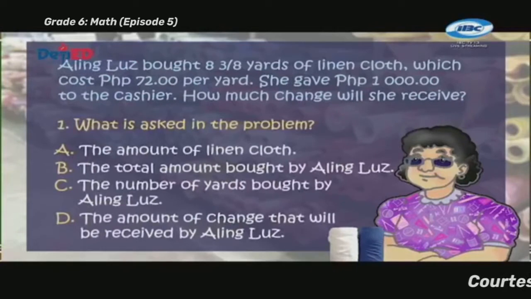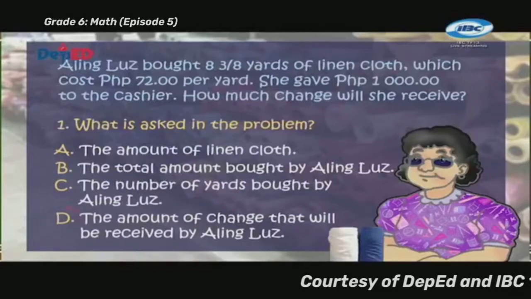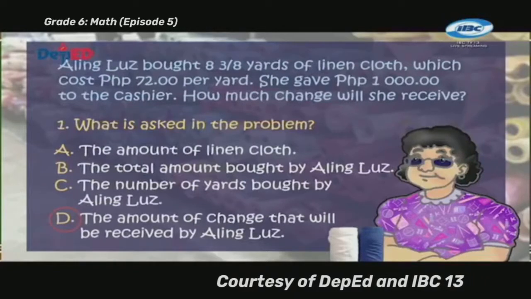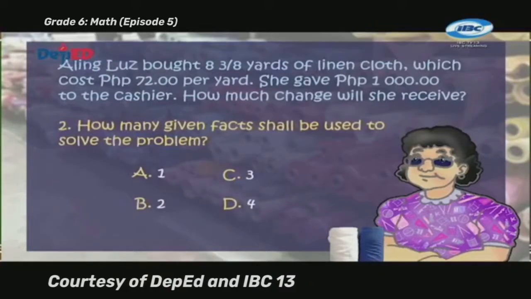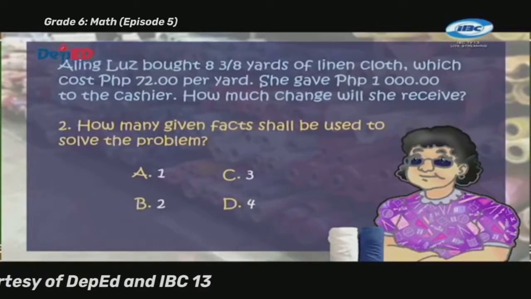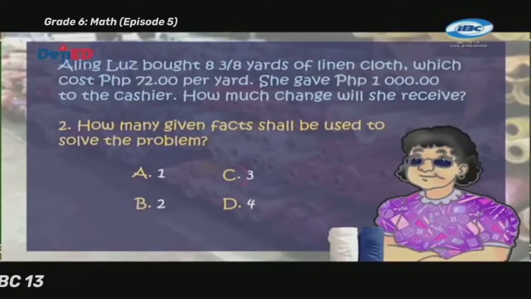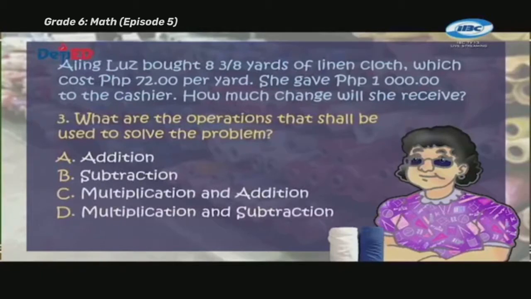What is asked in the problem? The correct answer is letter D. The amount of change that will be received by Aling Luz. How many given facts shall you use to solve the problem? The correct answer is letter C. 3. What operations shall we use to solve the problem? The correct answer is letter D. Multiplication and subtraction.